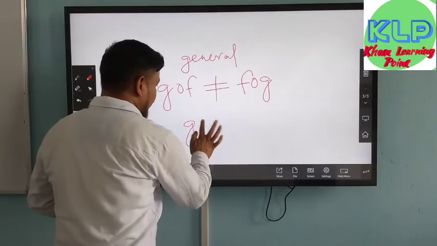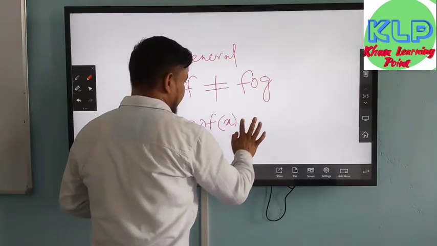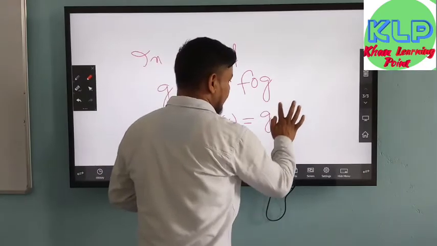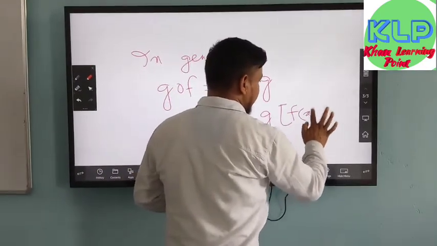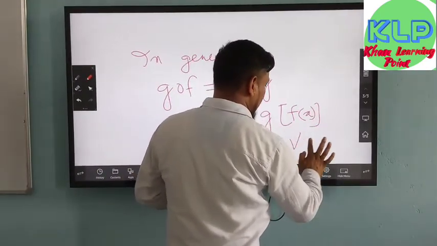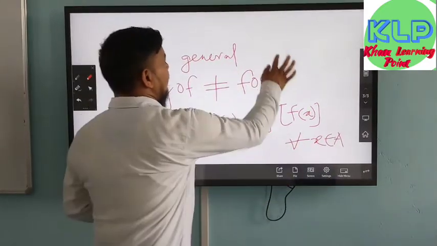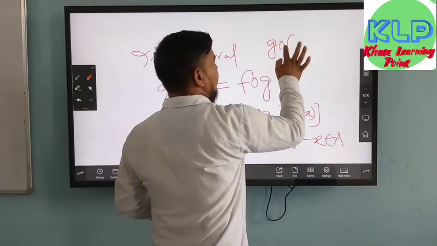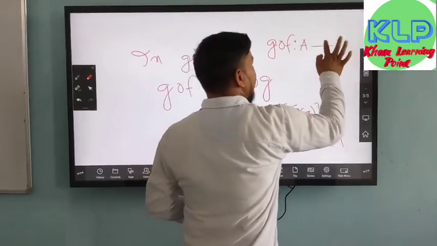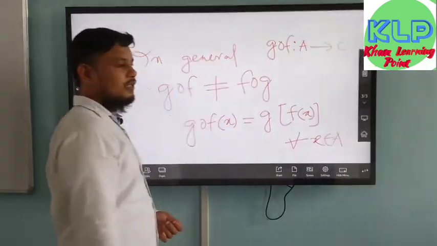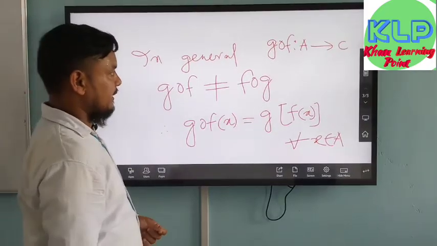gof x is equal to g of f x, g within bracket f of x, for all x belongs to the domain A, where gof is a function from A to C. Okay.